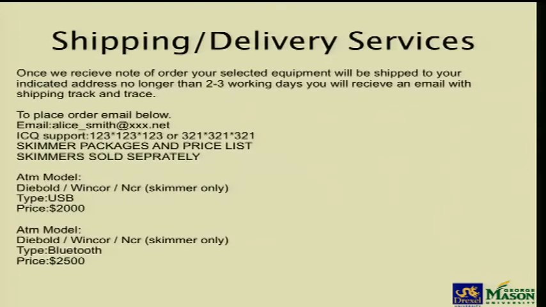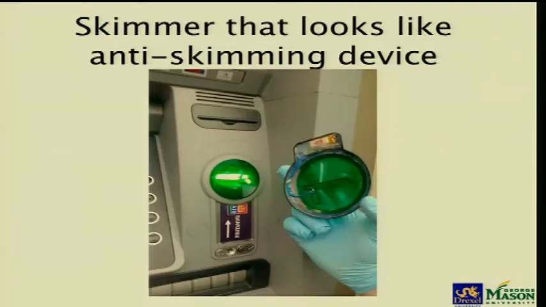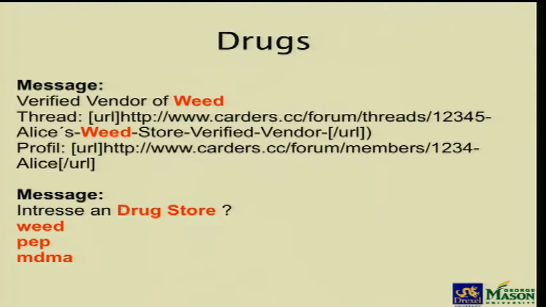And here is an example for shipping and delivery services. So this guy is selling skimmers, which is actually a physical product, for ATMs, and he has this format. This is an example of a skimmer that was found in Ireland, and it looks exactly like an anti-skimming device when you look at it. So it was difficult to find this one. And for drugs, this is a different format again.